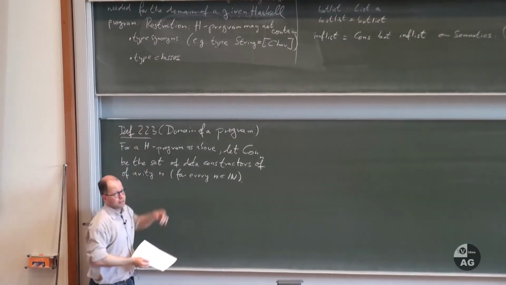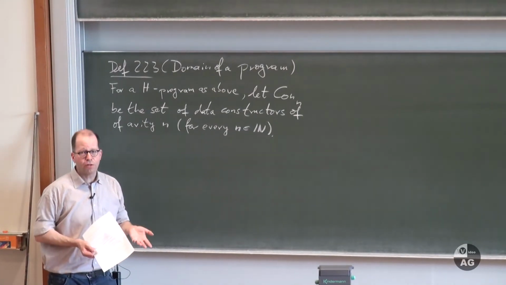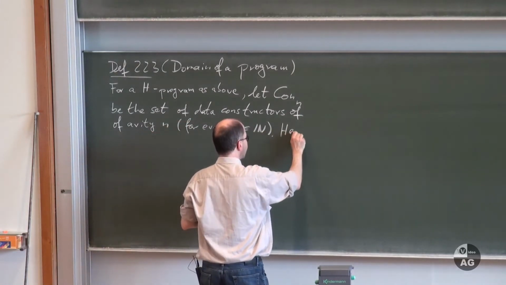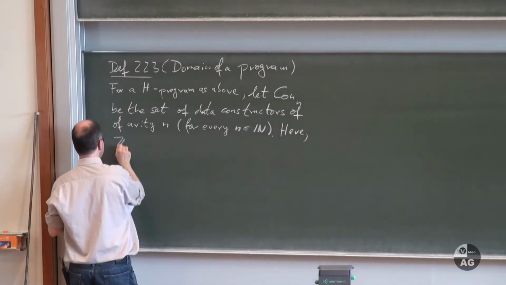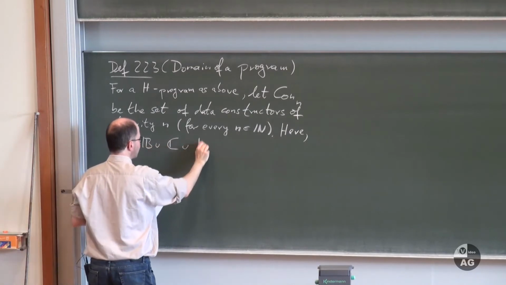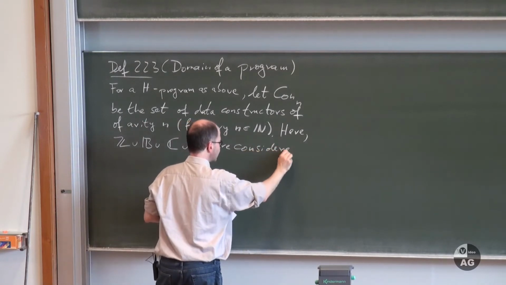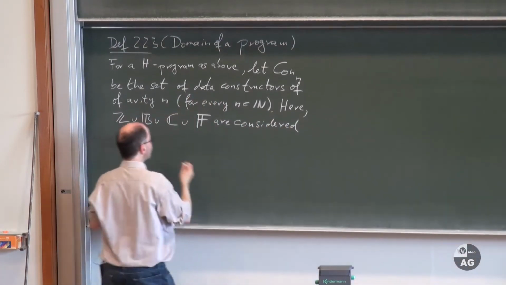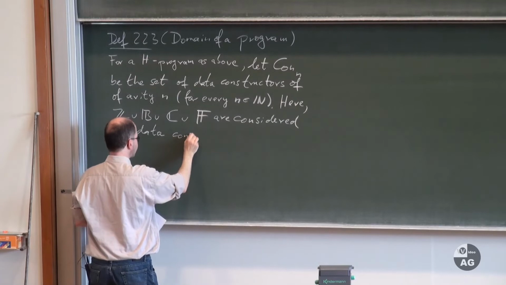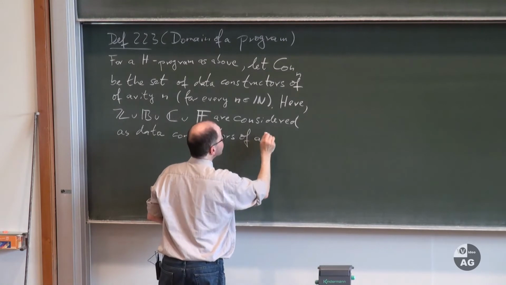In particular, of course, we might have integers and characters and floating point numbers and so on, and they are all considered to be data constructors of arity 0. So here, all the integers and all the booleans, true and false, and all the characters and all the floating point numbers are considered as data constructors of arity 0. So they are all in con 0.